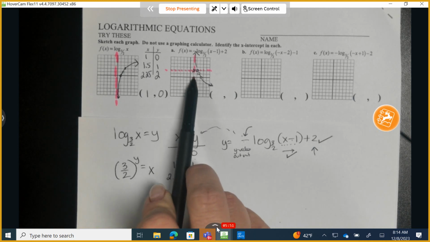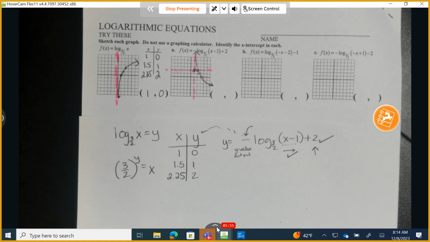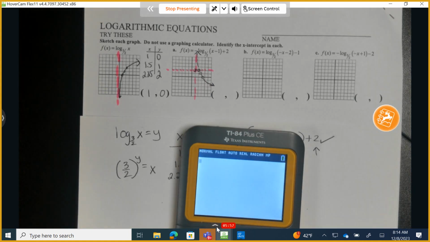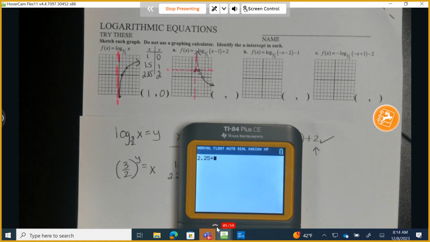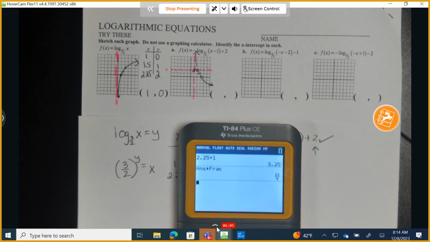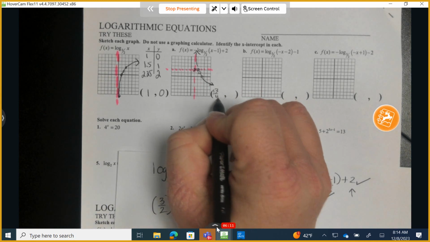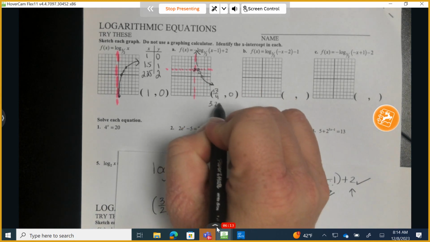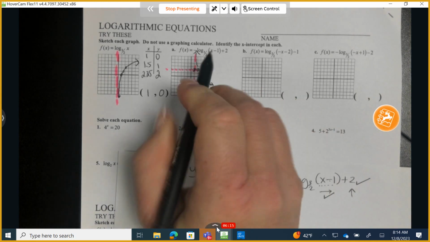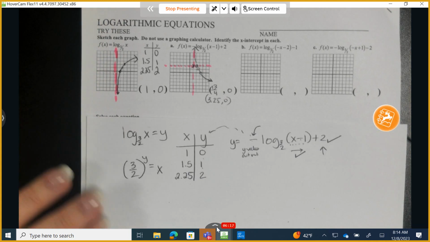Well, this is a distance of 2.25, but we need to add 1 on because we shifted it to the right one. So grab your calculator. We're going to go 2.25 plus 1. I would be comfortable if you write 3.25, comma 0, or as a fraction, I want you to recognize it could also be represented as 13 over 4. So whether we write 13 over 4 or 3.25, they are equivalent positions.